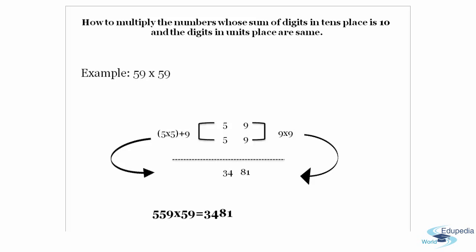So guys, this is the technique that is applicable in finding the product of two-digit numbers which have the sum of digits in the tens place as 10 and the digits in the units place the same. I hope that you have enjoyed how to apply the technique. In the next session, we are going to see one more example regarding the same technique.